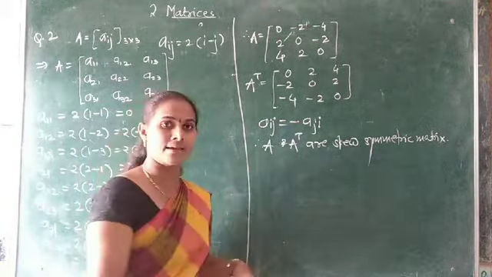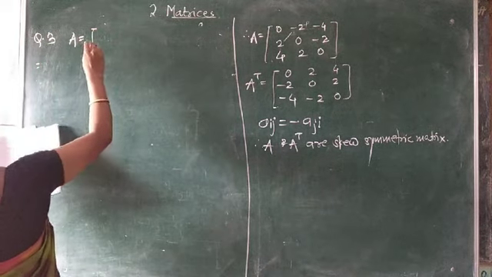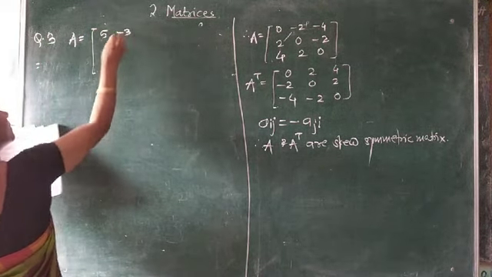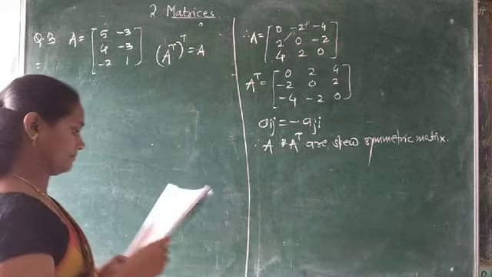Question 3. If A is equal to the matrix [5, -3; 4, -3; -2, 1], then prove that (A transpose) transpose is equal to A.